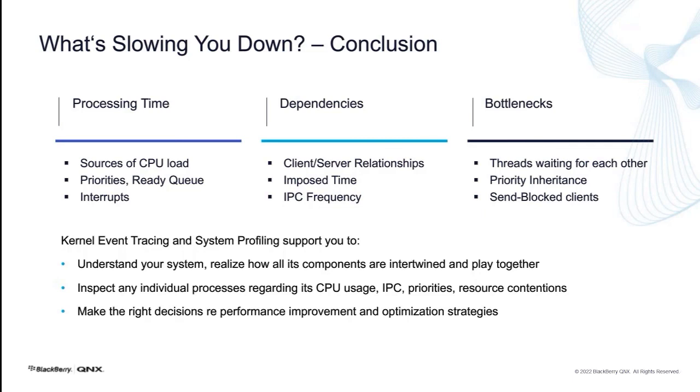In summary, kernel event tracing and system profiling help you to understand how everything in your system is connected. You can inspect individual processes to find out how much CPU they use in which situation. And you can find out how any processes depend on other system components. All this will help you, hopefully, decide for the best optimization strategy so you can build the best possible system. That was my mission for today.